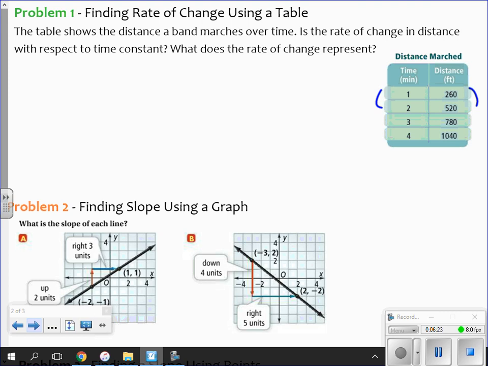Do you have calculators? You should. I know some of you have your own calculators. Yeah. No, you can wait. You can wait.